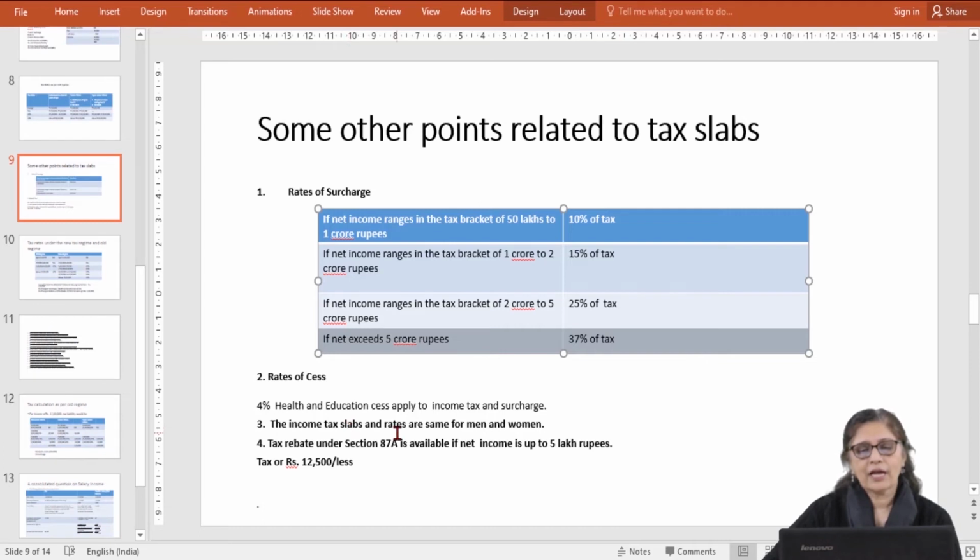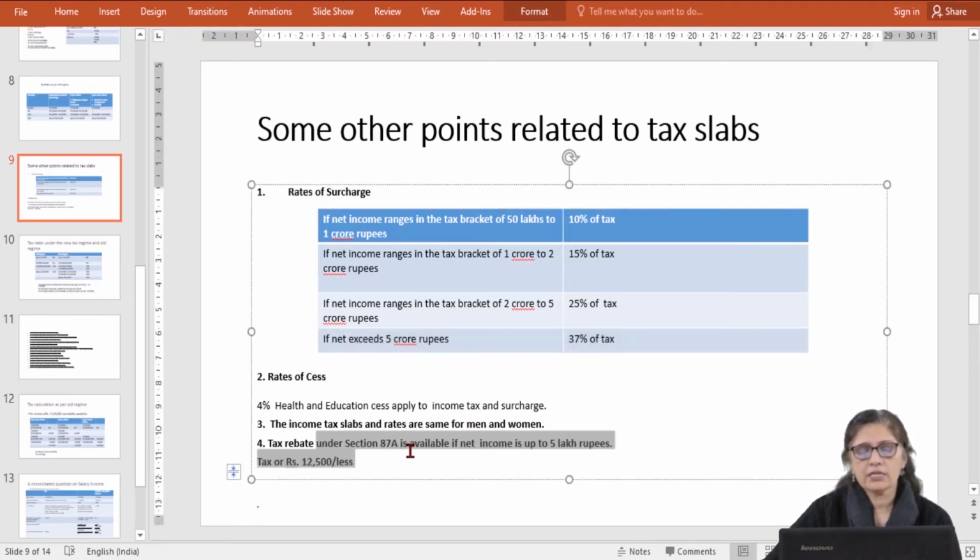The income tax slab is same for men and women. And tax rebate under section 87A is available if income is up to 5 lakhs. So when is 87A available? If your income is up to 5 lakhs. So up to 5 lakhs, your tax rebate under 87A is either 12,500 or actual tax, whichever is less.